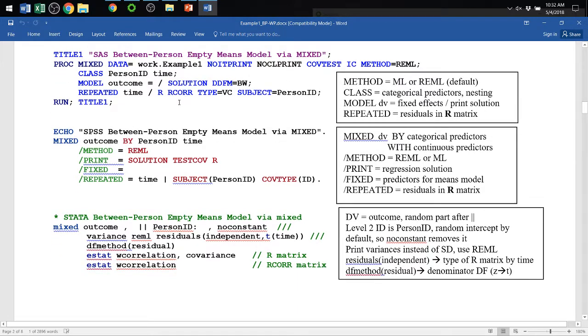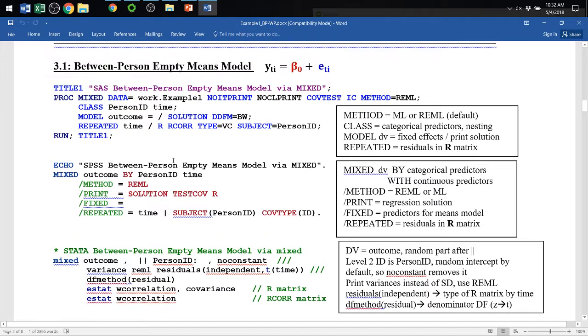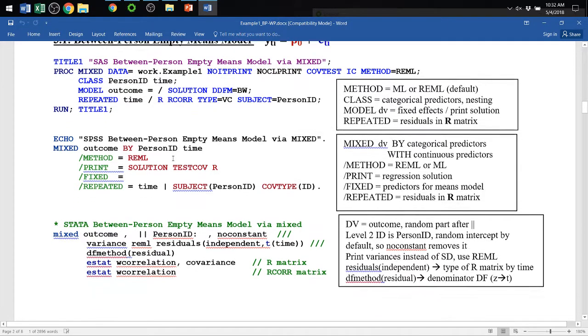So let's see. More people were SAS than SPSS, or SPSS than SAS. Is that right? Do you guys care which one we talk about here?